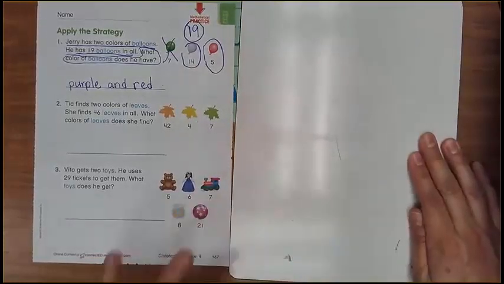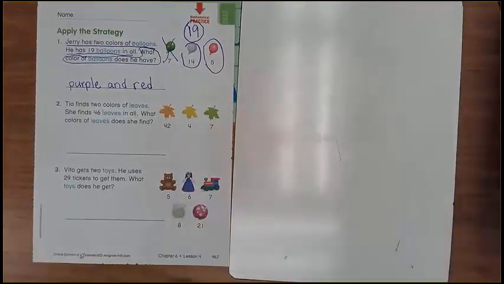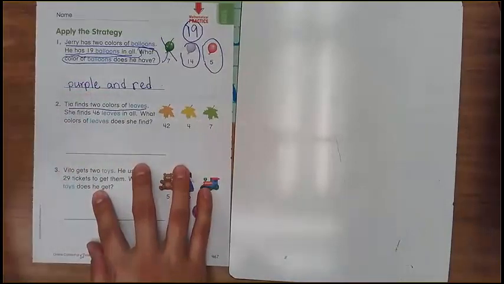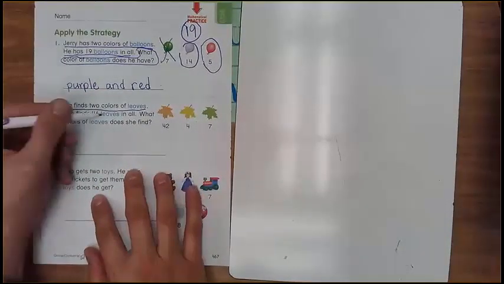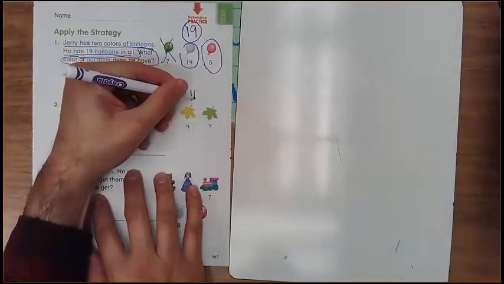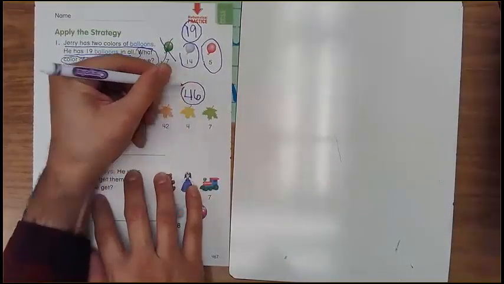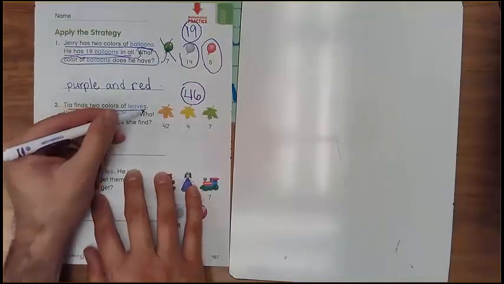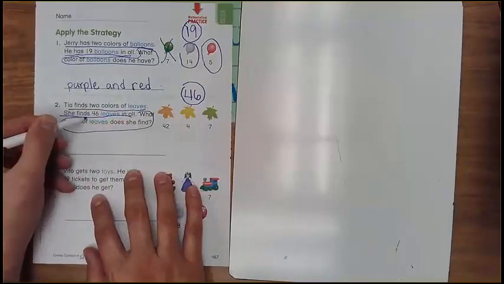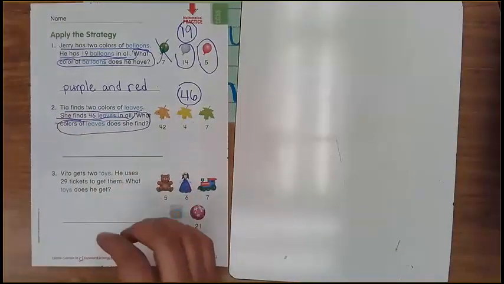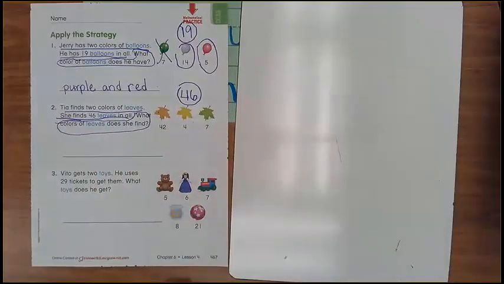And the next one says, Tia finds 2 colors of leaves. So I'm going to underline that. She finds 46 leaves in all. Oh, okay, I'm going to write that number here because that's the number that I want to find, 46. What color leaves does she find? I'm going to circle that because I don't know what colors she found. Did she find the orange, the yellow, the green? I don't know. So what am I going to do?